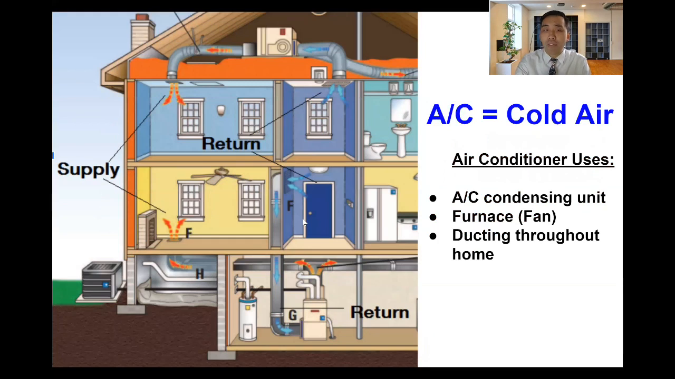So let's break it down. First, let's go AC, and then let's go furnace. So air conditioner, obviously cold air, and it uses a few different things. It uses first the AC condensing unit. So anytime you turn on your AC, this fan out here will pump air into your house, okay?